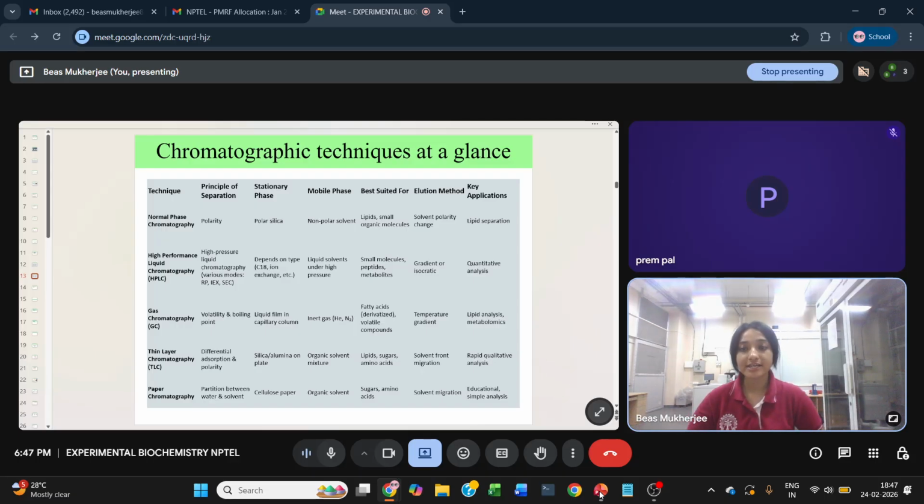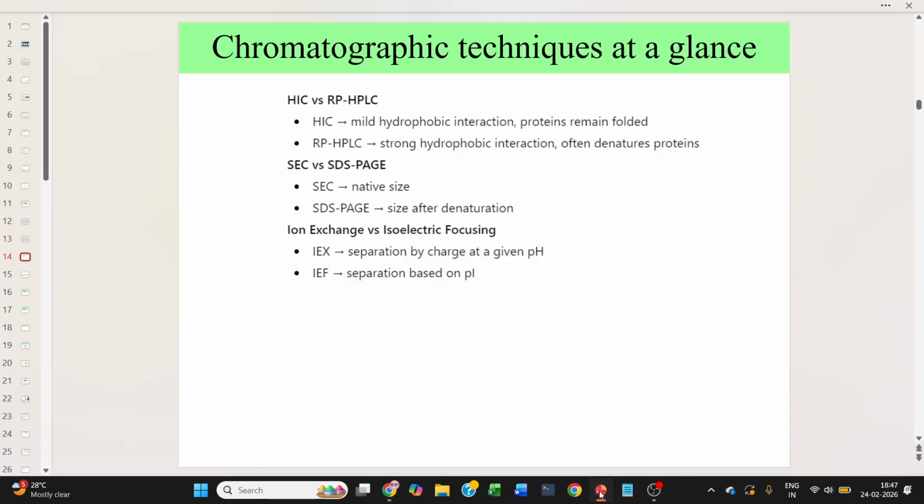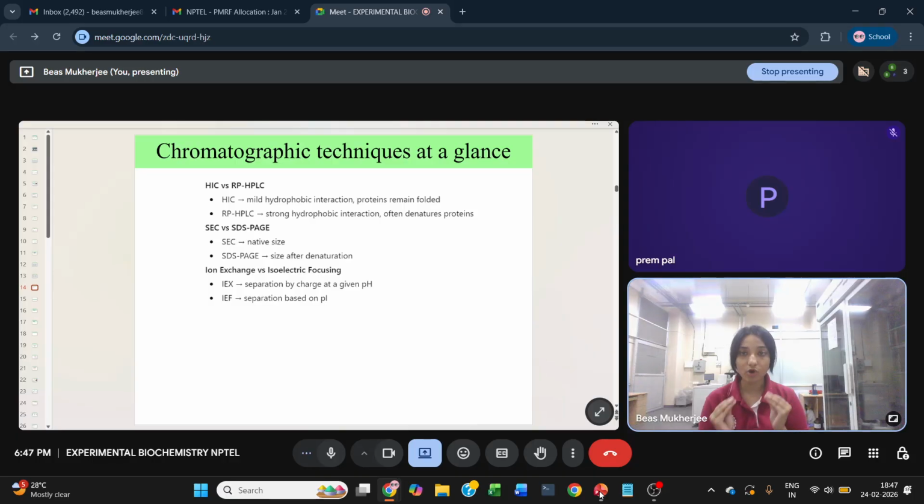Now there is thin layer chromatography, there is paper chromatography, all of these different techniques are there. So right now we will start with the questions and answers. Okay, so for a small brush up, we have this tiny chart for you.